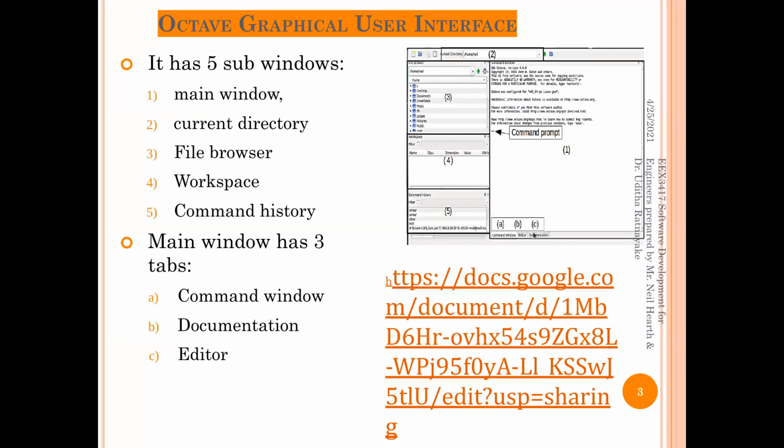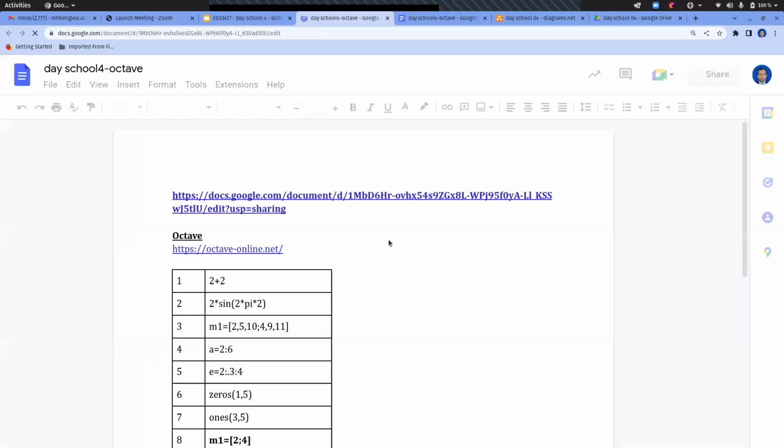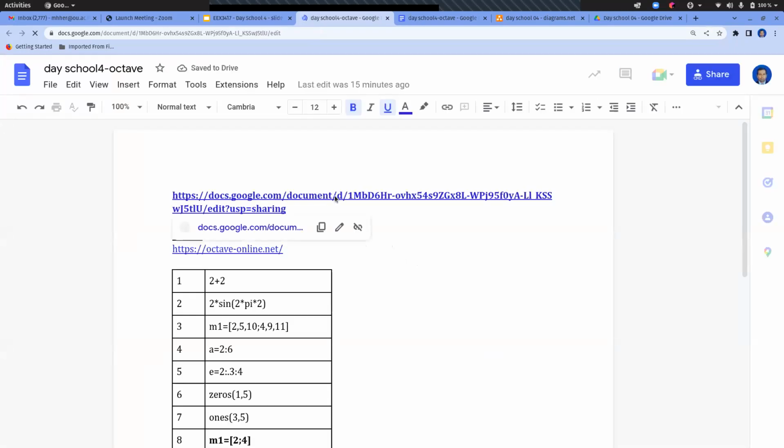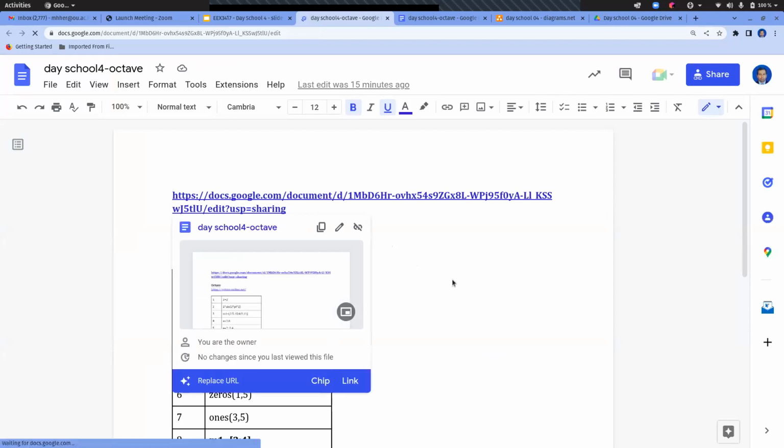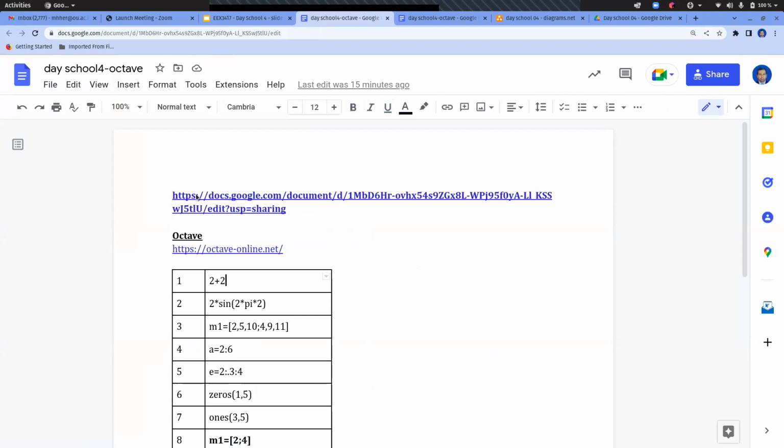You can type commands from this command prompt. The main window has three tabs: command window, documentation, and editor. I will go here to open the online Octave software. You also can check by using this Word document. I will copy it to the chat.